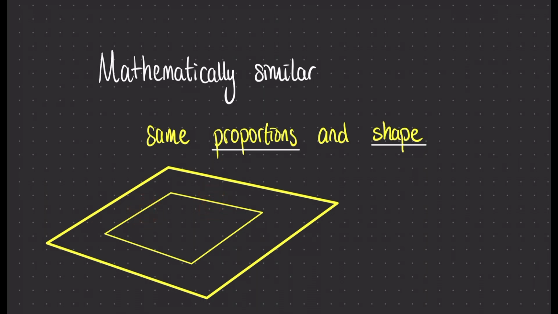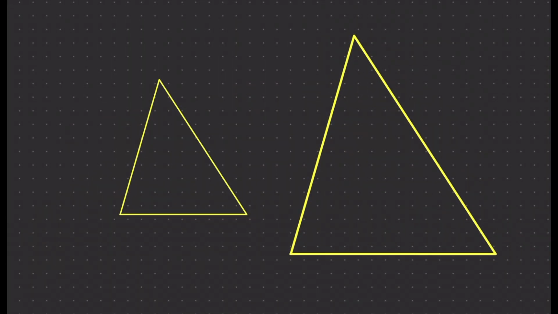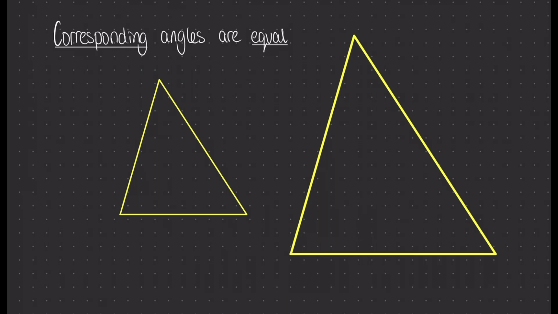Mathematically similar objects can be in 2 dimensions or in 3 dimensions. However, for this video, we're just going to be focusing on 2-dimensional triangles. There are 3 facts that we must know about similar triangles. The first is that corresponding angles are equal. Let me explain what I mean by this.